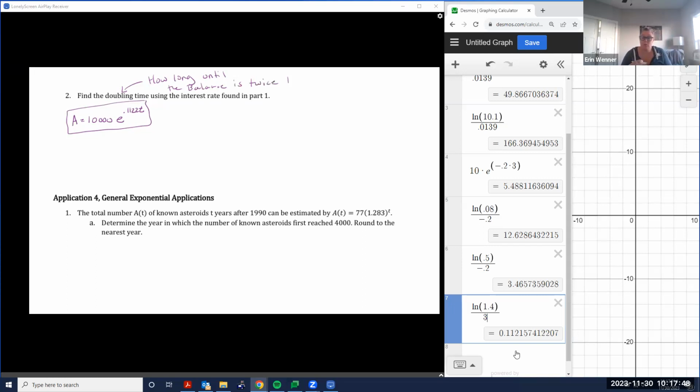So again, we need to remember, what was our initial investment? Our initial investment was 10,000. So if we're looking at twice as much as that, that's looking for 20,000. So we'll plug that 20,000 in to our formula.